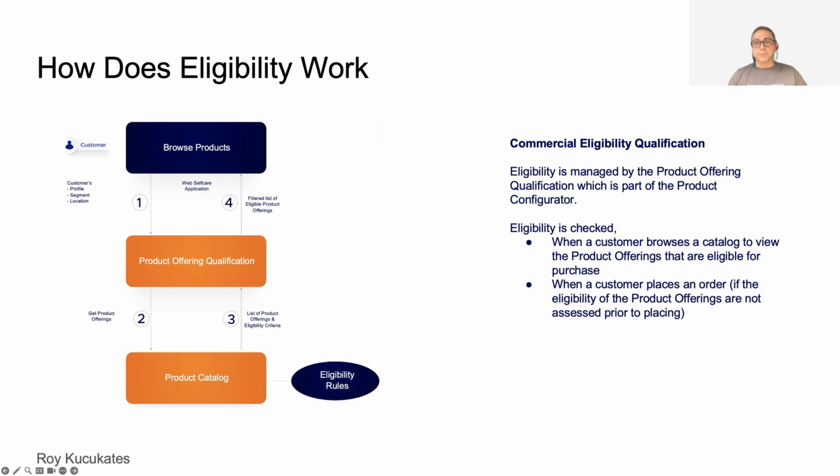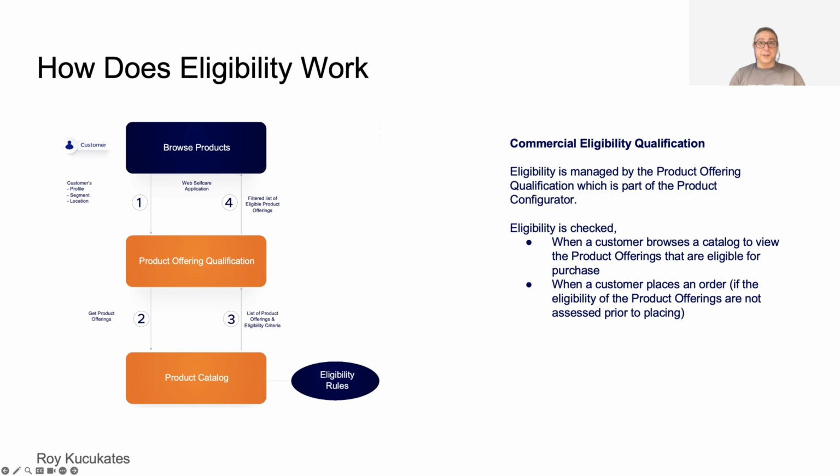While browsing the products, any front-end component or channel application may directly query the product catalog, but in that case, you may not be able to control what kind of products are shown to the customer. So therefore, I recommend going through the product offering qualification component, which is part of the product configurator. The request comes to the product offering qualification with the customer's profile information or the segments or location.